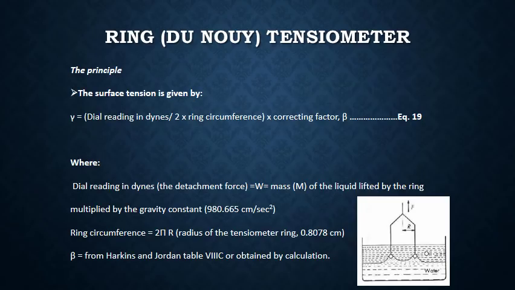So by having the detachment force, how can we actually measure the surface tension? The surface tension is equal to the reading in dyne, divided by 2 times the ring circumference. Alright, why is it 2 times the ring circumference? If you look at this diagram, here is your ring, and here is a cross-sectional diagram of this ring. So when they are trying to detach the ring, what happens to this ring?